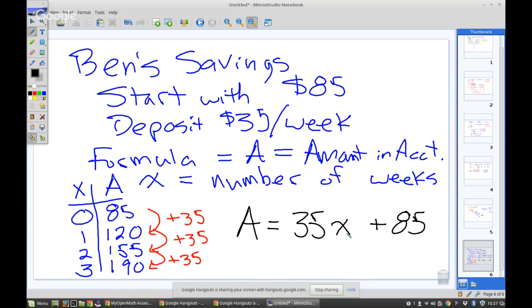Right, does that make sense? 35 times the number of weeks, and then we just add on that initial amount. And this is a lot like the formula I mentioned earlier, y equals mx plus b.